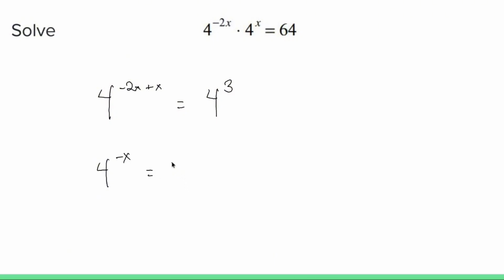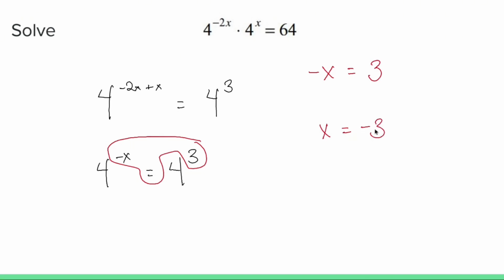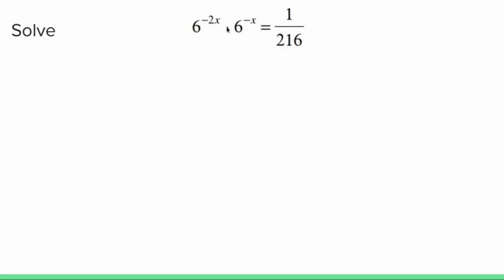4 to the negative x equals 4 to the third. If you have an equation where the same base equals each other, that means the exponents equal each other. So that's me circling. Negative x is going to equal positive 3, which means positive x is going to equal negative 3. So that's how you would solve an equation just like that. No calculator needed. Solve 6 to the negative 2x times 6 to the negative x equals 1 over 216.